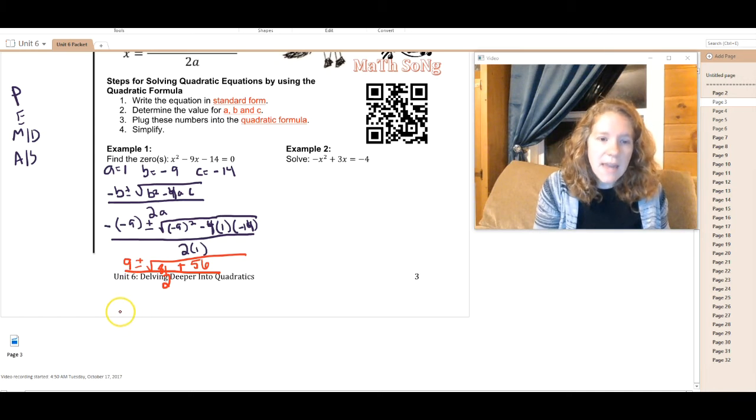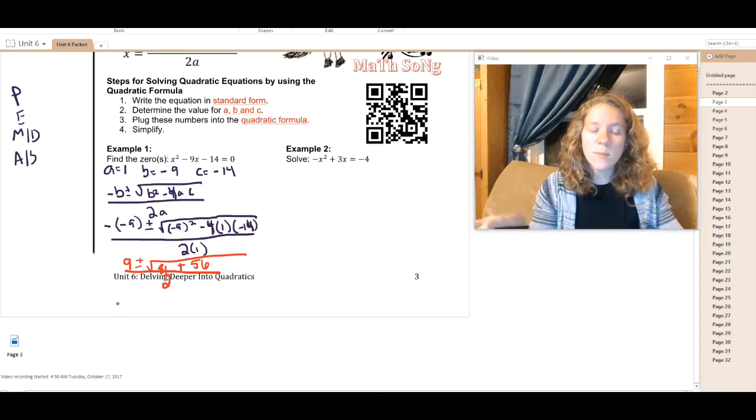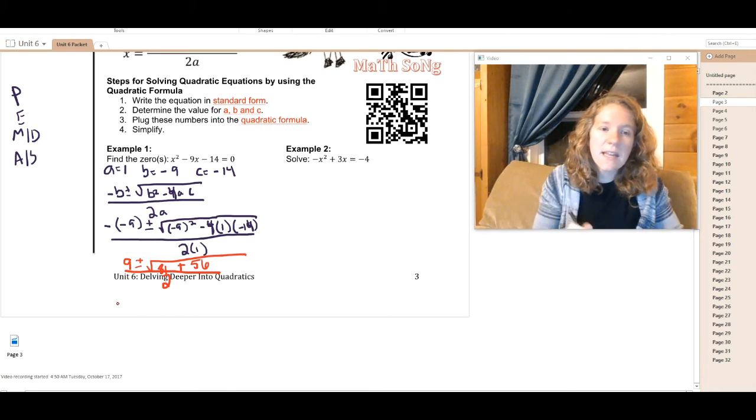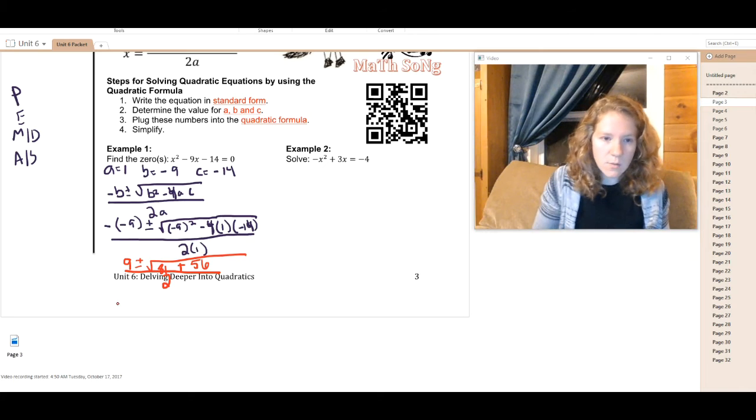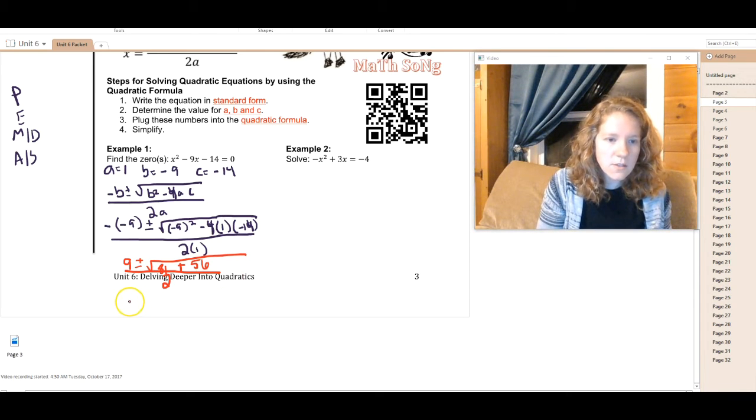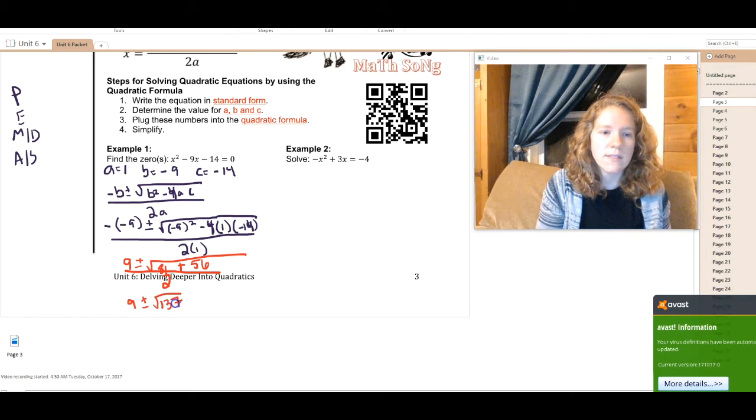All right. Now, once I've done all the multiplication and all the exponents, then I go ahead and add what's under that radical, because I can do that. So 81 plus 56 is 137. So now I have 9 plus or minus the square root of 137, all over 2.